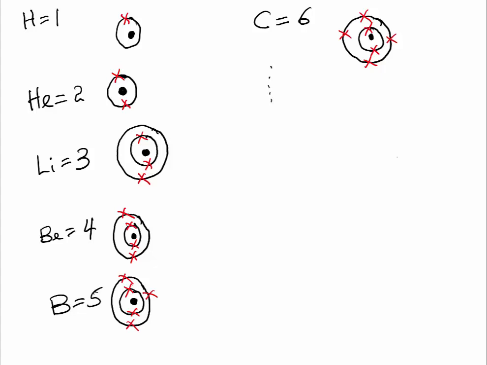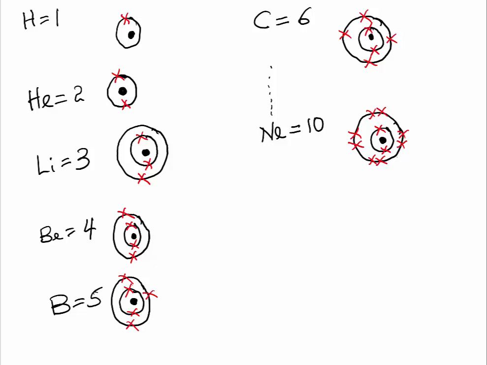Let us quickly jump to neon. Neon has 10 electrons. The first 2 electrons in neon will be in the K shell. The remaining 8 electrons can be accommodated in the L shell. Now the L shell is completely filled.